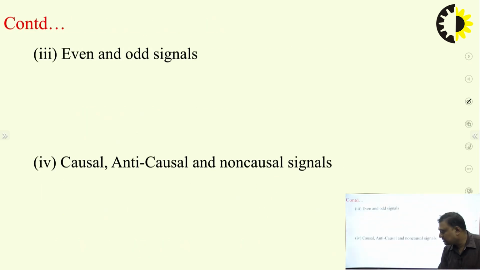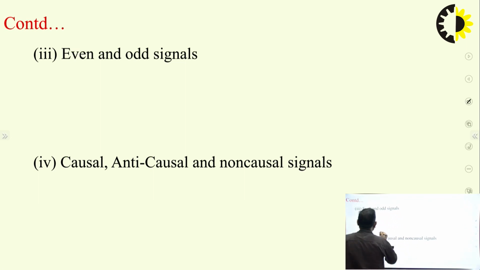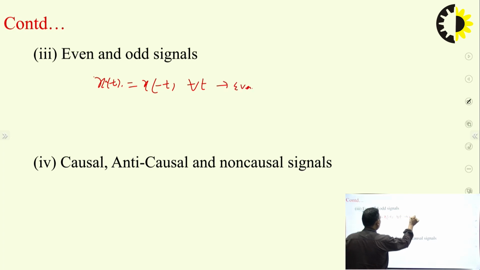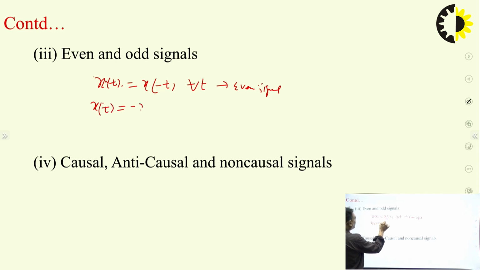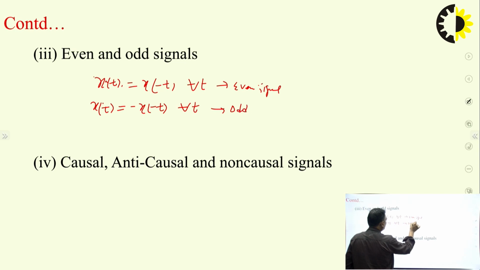Now even and odd signals. Even signals are simply signals where if x(t) is equal to x(-t) for all t, then the signal is even. And if x(t) is equal to minus x(-t) for all t, then this is an odd signal.